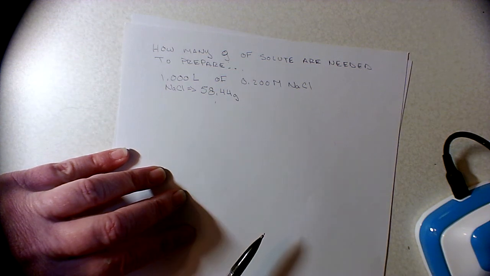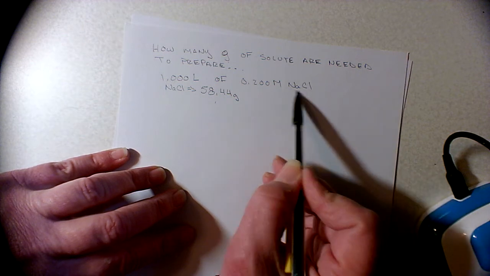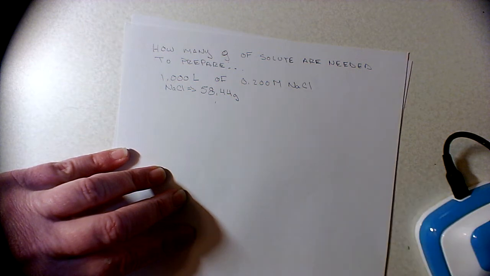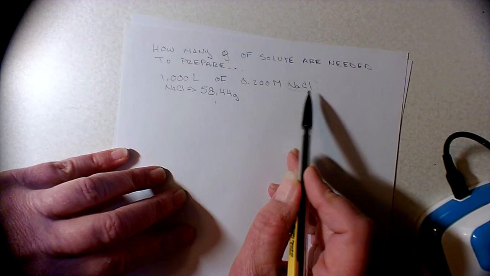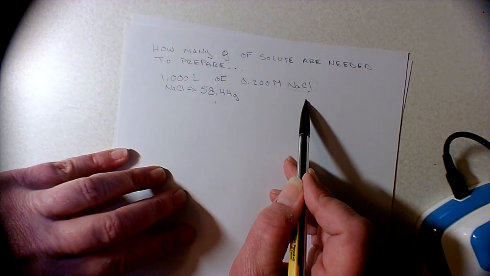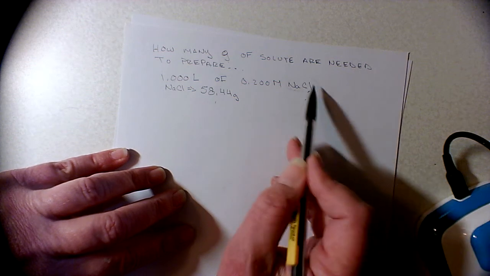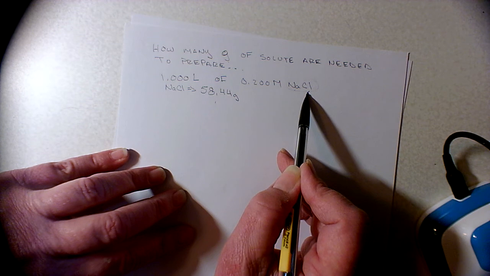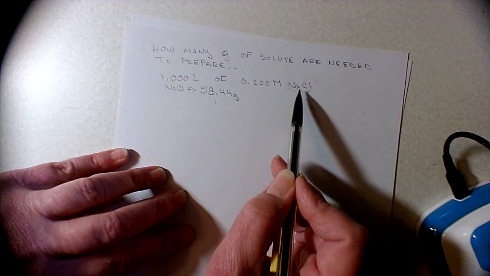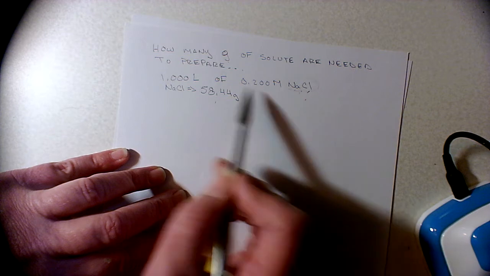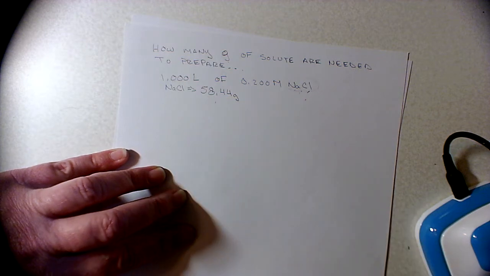There are a couple of things I want to emphasize here. First of all, looking at this NaCl, there are several videos I had you watch, and part of that was discerning the difference between ionic and covalent bonds. I want to remind you that we have a metal and a nonmetal, so this sodium chloride is indeed an ionic compound. So I'm going to have these ions in solution, and this is my solute. I need to figure out how many grams of this I need to make 1 liter of this 0.20 molar solution.